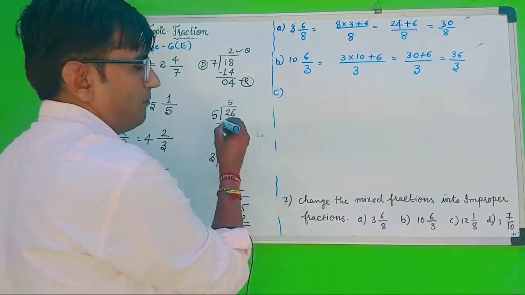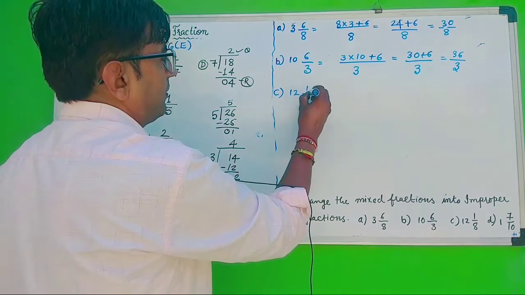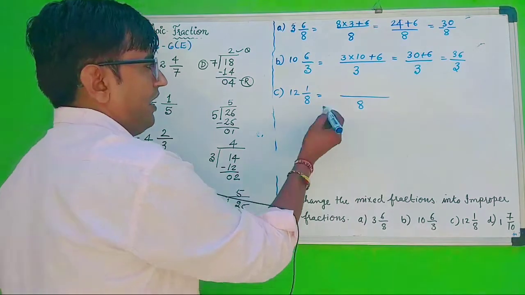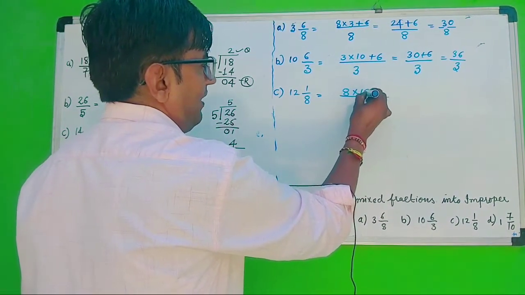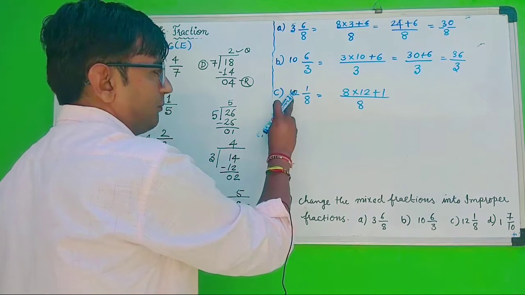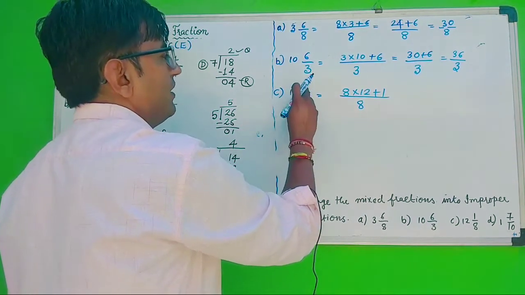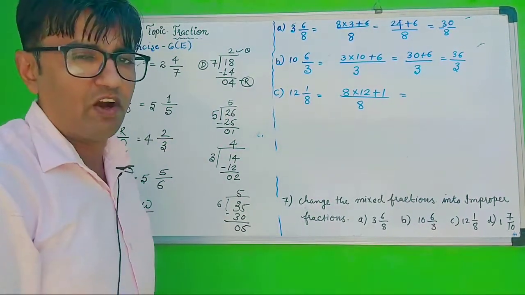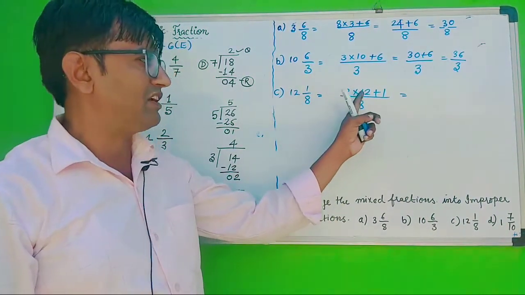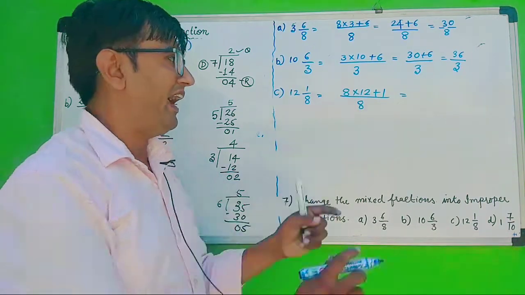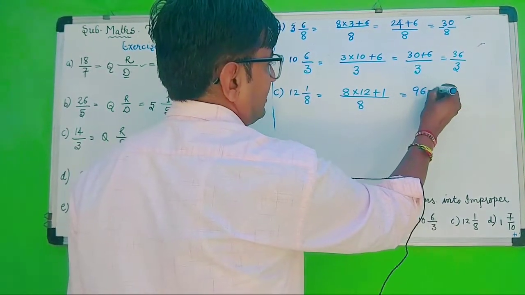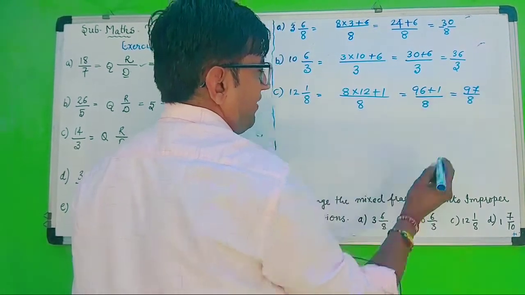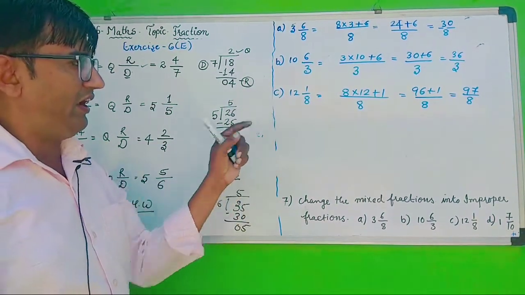Okay, see now. 12 1 by 8. Write down 8 as it is. Now 8 into 12 plus 1. Denominator multiply by whole number, whole number plus 1 numerator. 8 12s are how much? You know the multiplication table. 8 12s are 96. 96 plus 1 by 8 equals 97 by 8. Clear? Then D.